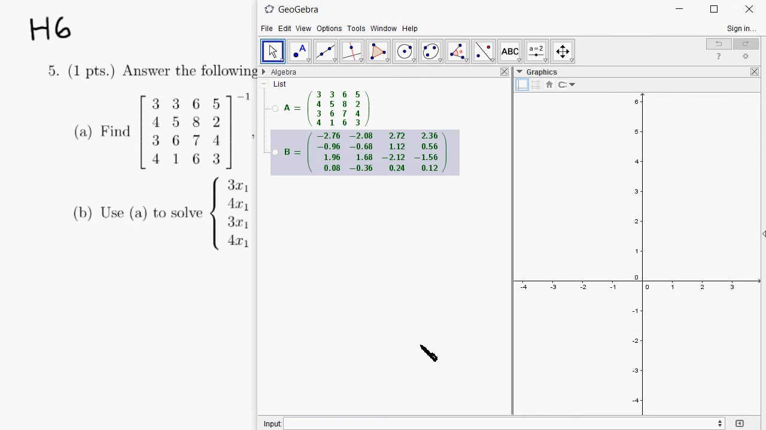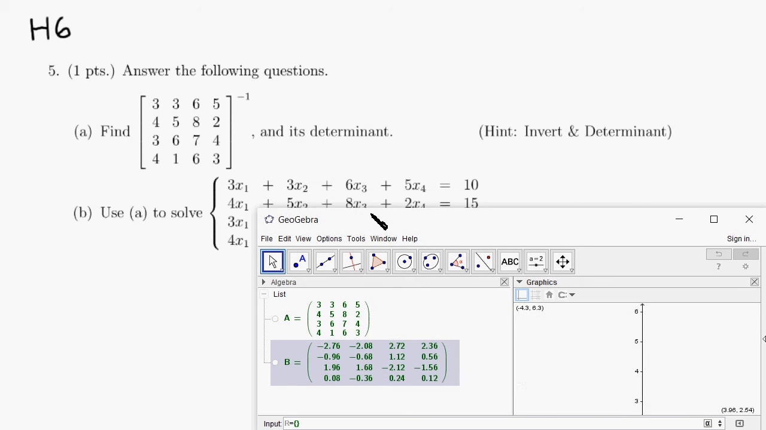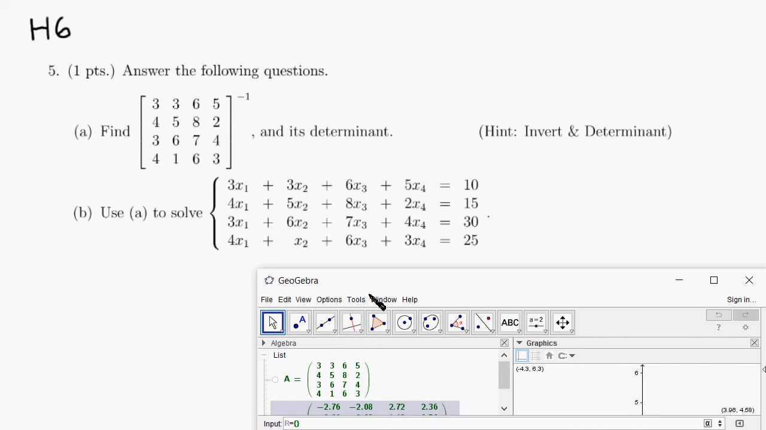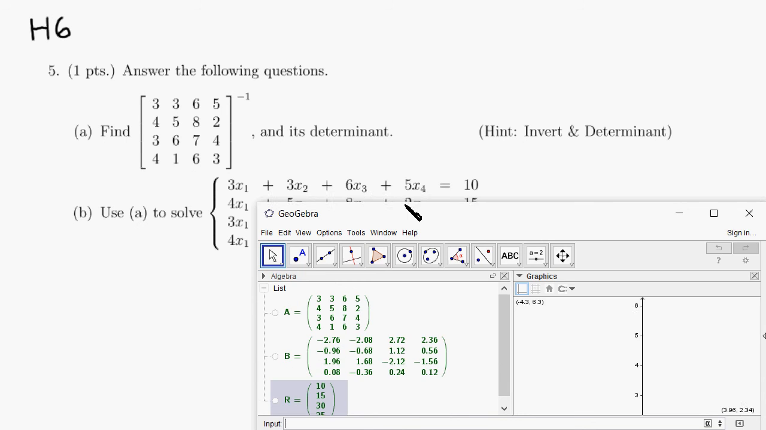So I'm going to open up GeoGebra. The right hand side, I'm going to call it, say, R. The right hand side is, let's see, I cannot see this, so I'm going to just make it small. The right hand side is 10, 15, 30, 25. So I'm going to have 4 rows just like before. Then I put 10. The next row is 15. Next row is 30. And next row is 25. Then hit enter. So you can see that here.